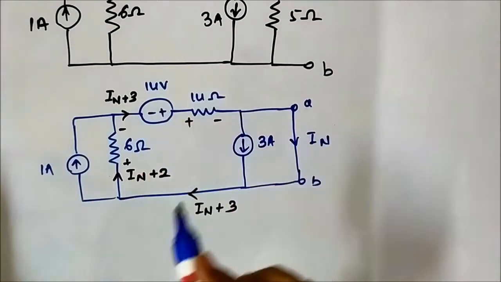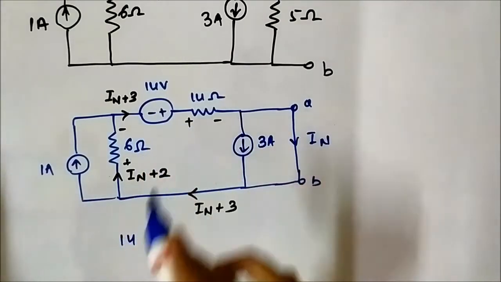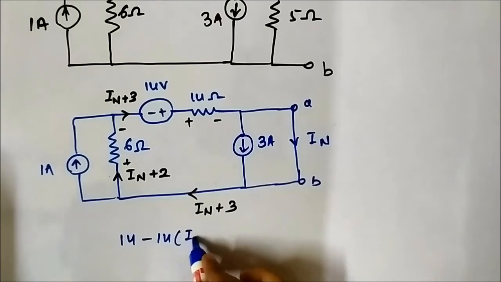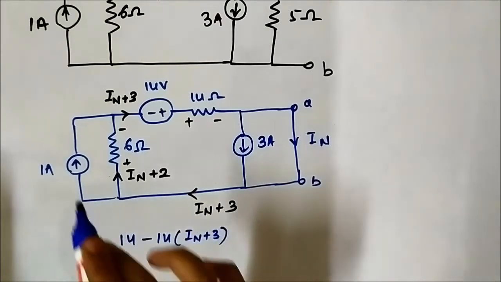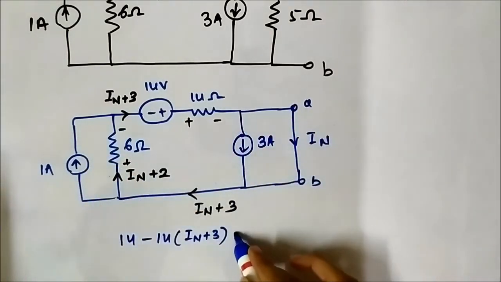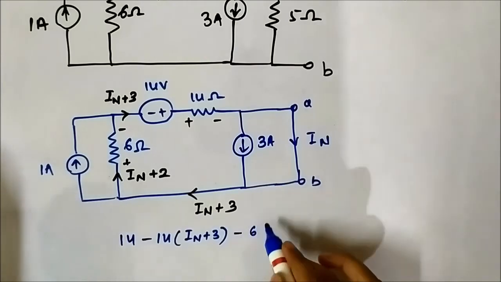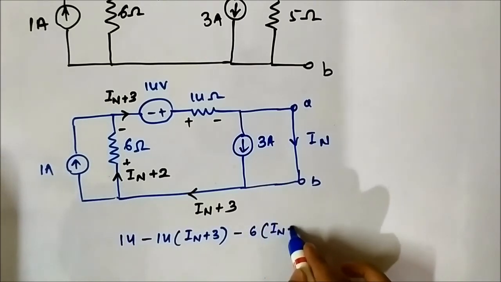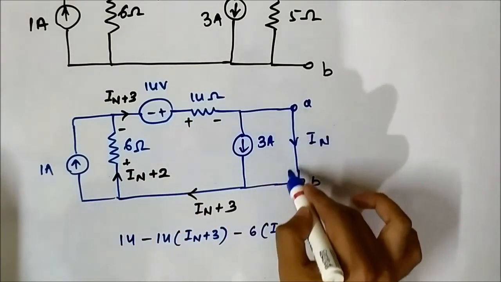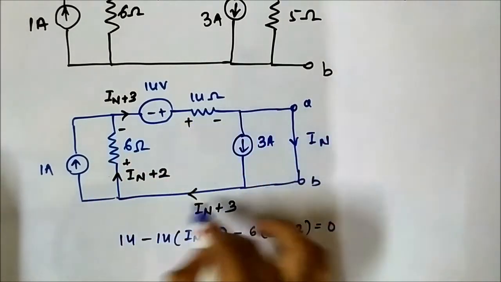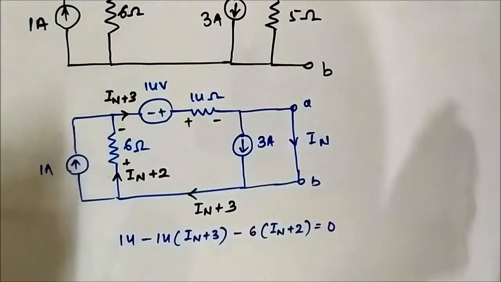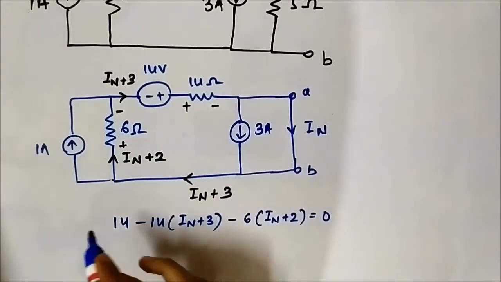First let us start from here. 14 minus 14 into IN plus 3. There is no resistor here. Again minus 6 into IN plus 2 is equal to 0. This is the path. This 3 ampere current source lies in between these 2, so it becomes a super mesh. So this is the KVL equation. We'll solve it to get IN.